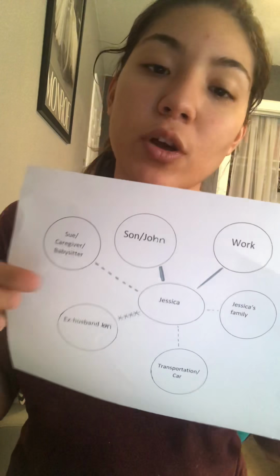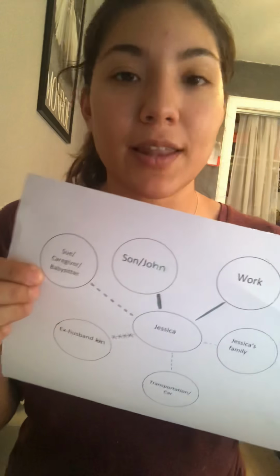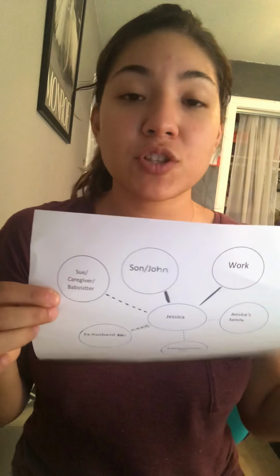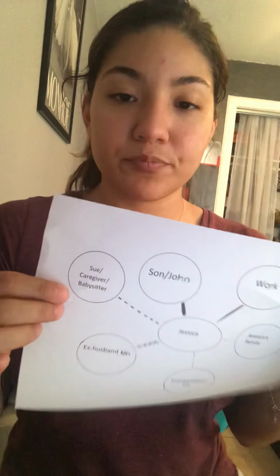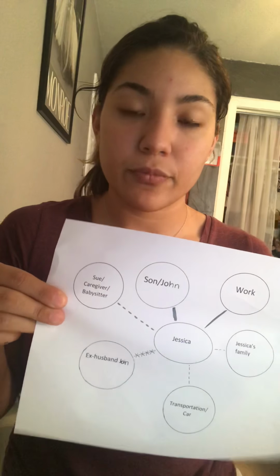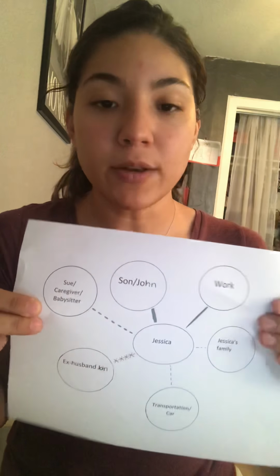The reason why I drew a thick dotted line with her sister Sue is because her sister helps her with her son John. She is a caregiver and babysitter for Jessica and for John.